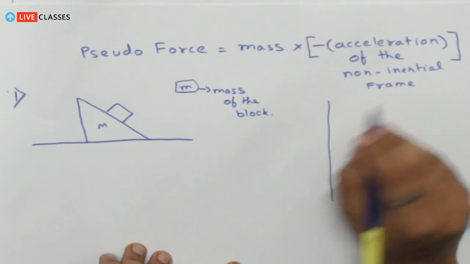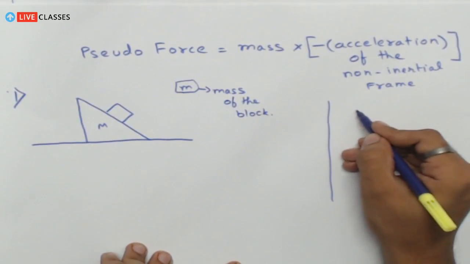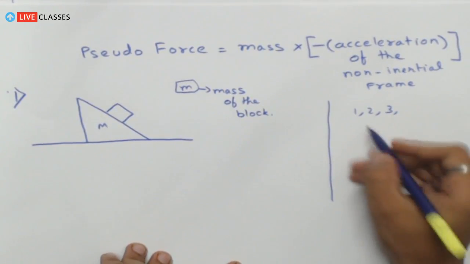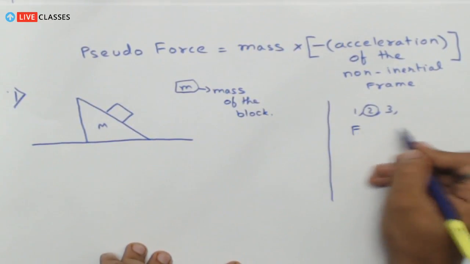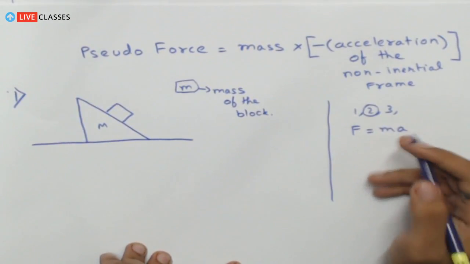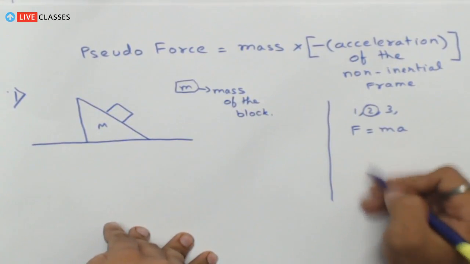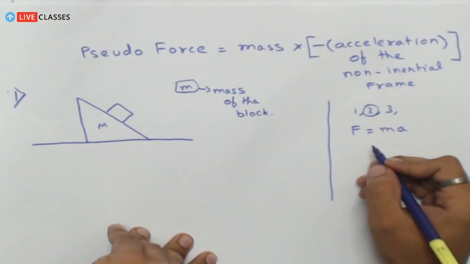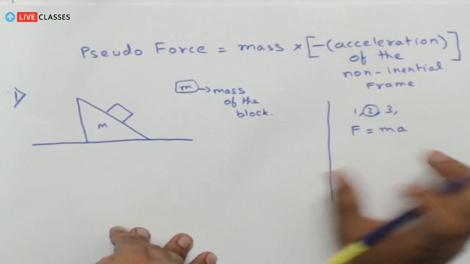First of all, you have to go from the basics. Newton's laws of motion, like the first law, second law, and third law. The second law is our most important one, used for calculations. Force equals mass times acceleration, which comes from the law that the rate of change of momentum with respect to time is force. After calculating, we get force equals mass times acceleration.